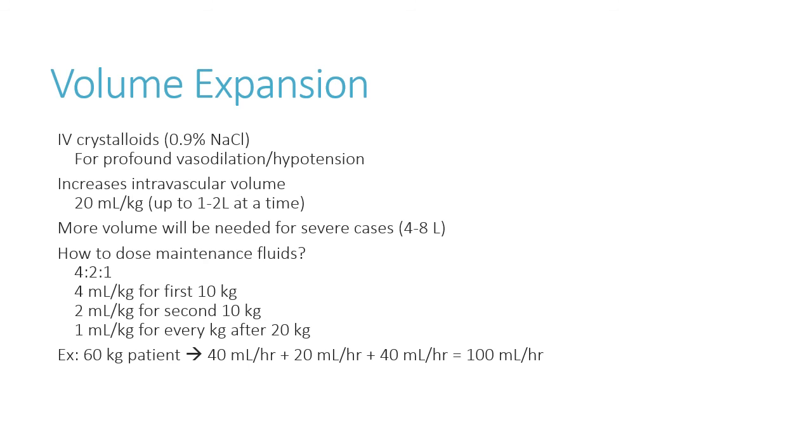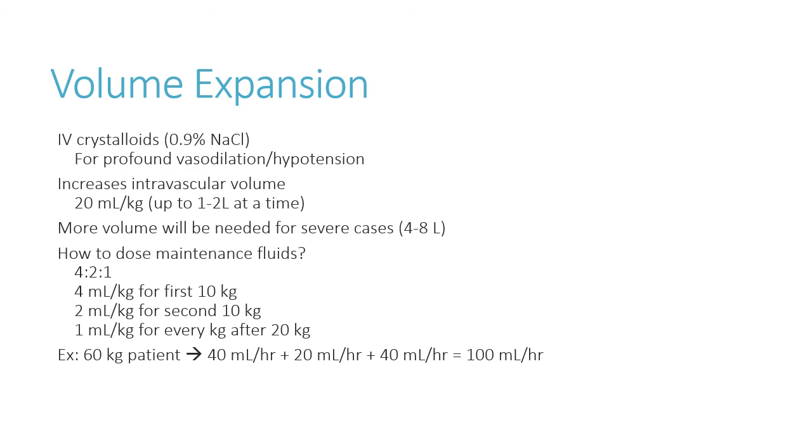Generally, it starts off with a liter. An adult patient may go up to 2 liters depending on their size, right? So 1 to 2 liters for adult patients is typically pretty good. Now, in a really severe case, you may need 4 or 8 liters. That's no problem. We can certainly see patients that can handle that when they're having this kind of profound vasodilation. Now, how do you do the maintenance fluids afterwards, right?